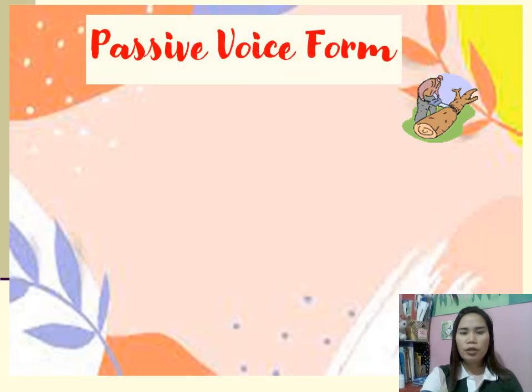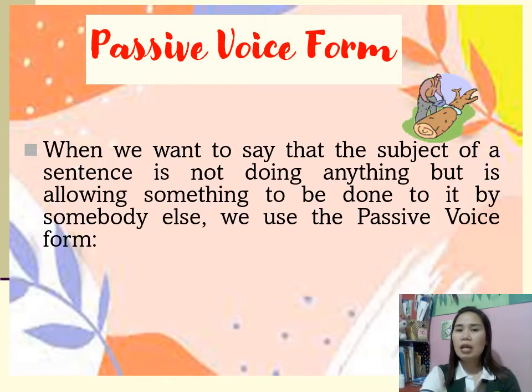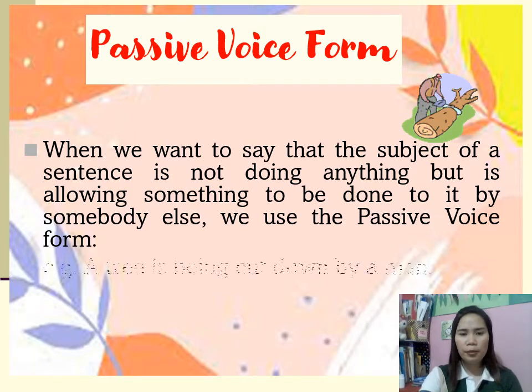Okay, so passive voice. When we want to say that the subject of a sentence is not doing anything, but allowing something to be done by somebody else, we use the passive voice form. So passive voice is where the subject is not doing anything. It is not the one performing the action. It is not the doer of the action, but it allows the action to be done. It's in passive form. So let's have some examples.